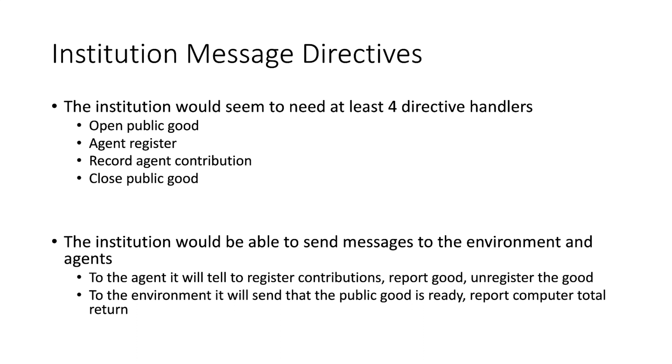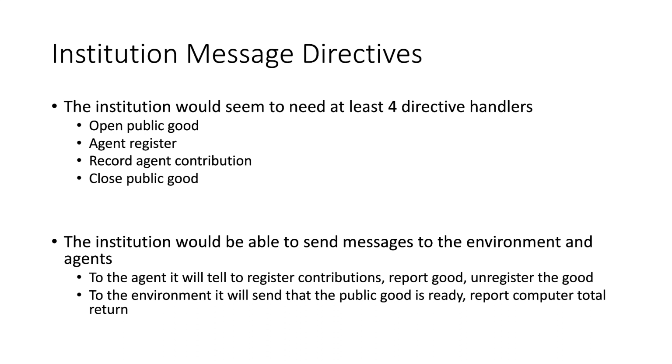So if we're looking at the institution's message directives that it should handle, it should handle at least 4: open public good, agent register, record agent contribution, and close public good. And then the institution will be able to send messages to the environment and to the agents. To the agent, it tells them to register contributions, report good back, unregister the good at the end of the experiment. To the environment, it will send public good is ready, and it will also ask for it to compute the total return. So one of the things to consider here is in some of these directives that the institution should handle, you should get some interesting behavior.